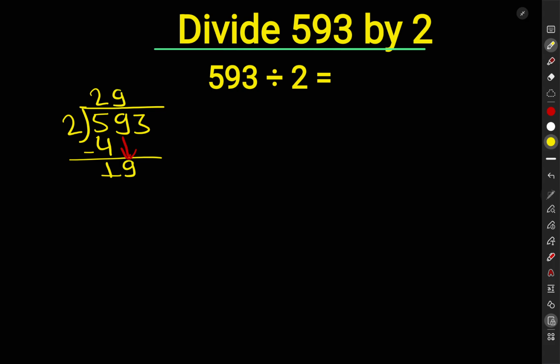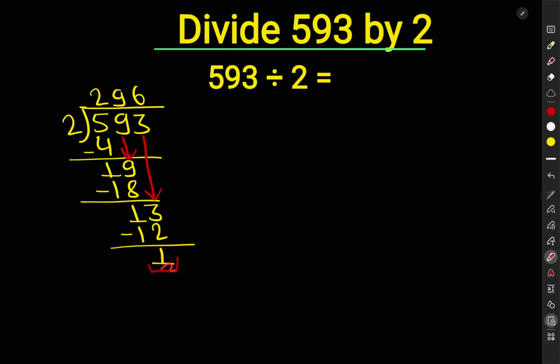So 2 times 9 is 18. On subtracting, we get 1. So again we put down this 3 and it is 13. So 2 times 6 is 12. On subtracting, we get 1.